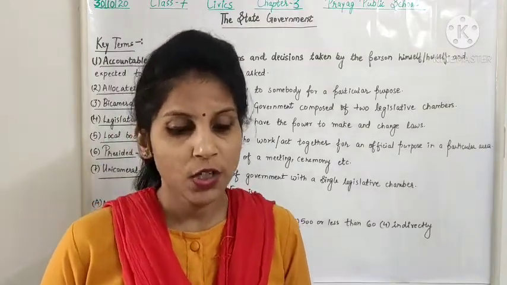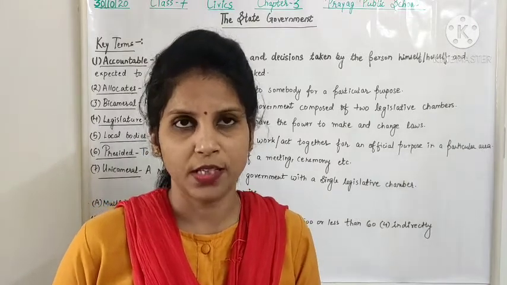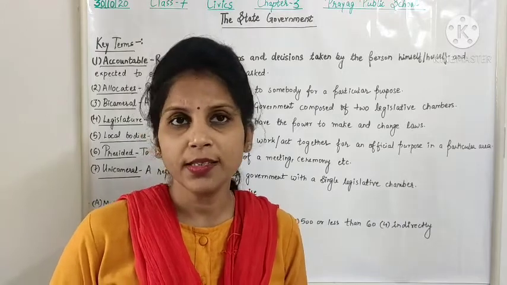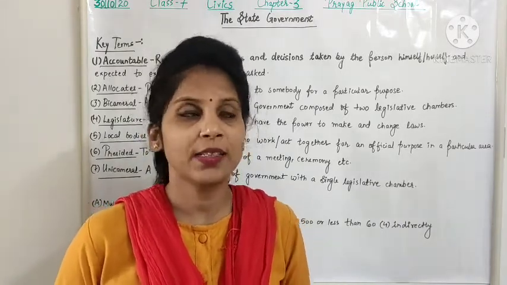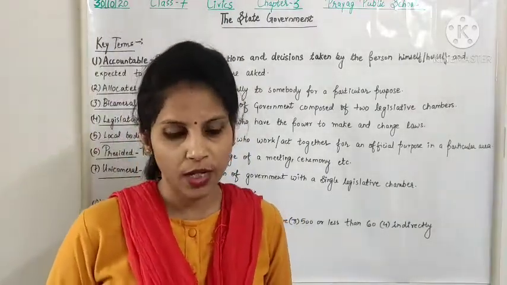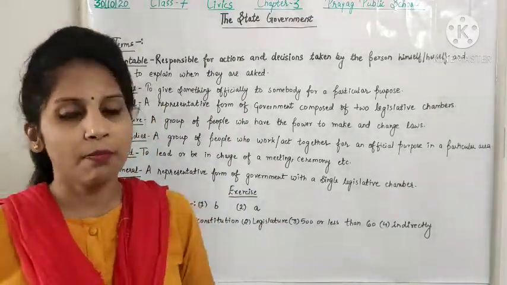Okay, then question number 2, what is the legislative council known as? Option A, Vidhan Parishad, option B, Vidhan Sabha, and option C, Parliament. So the right answer is option A, that is Vidhan Parishad. Okay, now come to question number B, that is fill in the blanks.